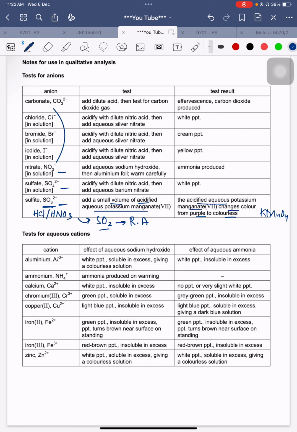KMnO4 is an oxidizing agent. It changes its color in the presence of a reducing agent only, and sulfur dioxide is a reducing agent. Now, when acid is added to sulfite, SO3 2-, sulfur dioxide gas will be produced, which will turn the color of KMnO4 from purple to colorless. So this is how we are practicing the reactions for this.